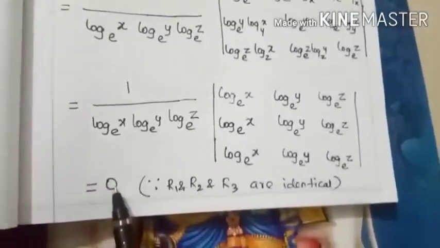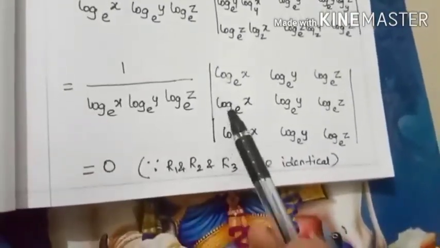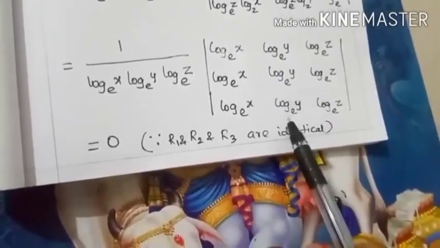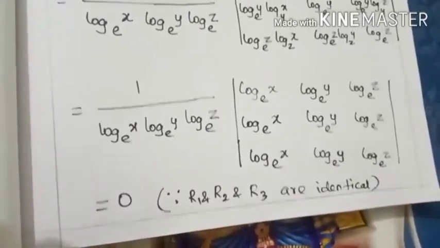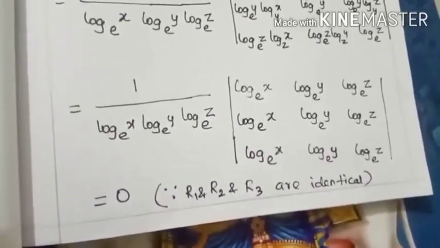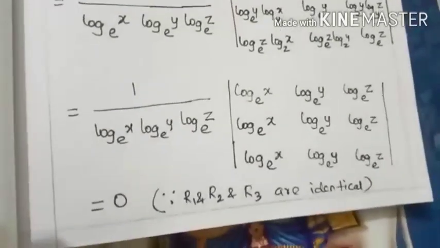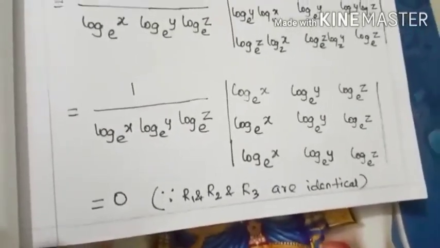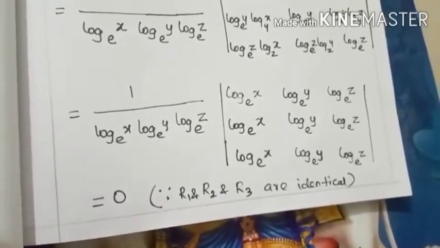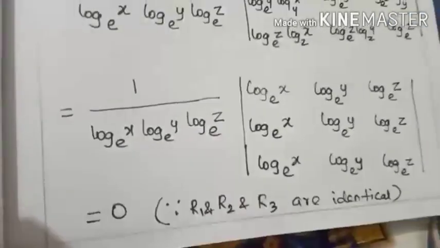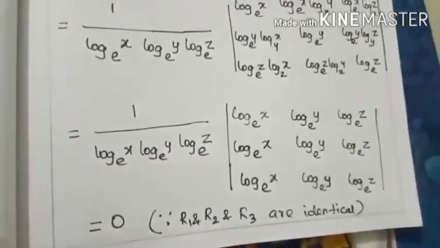So this determinant is equal to 0, since R1, R2, R3 are identical. By the property of determinants, if any two rows or any two columns are identical, then the value of the determinant is equal to 0. But here all three rows are identical, so the value of the determinant is equal to 0. The question is to find the value of the determinant, so therefore the value of the determinant is equal to 0. Thank you.